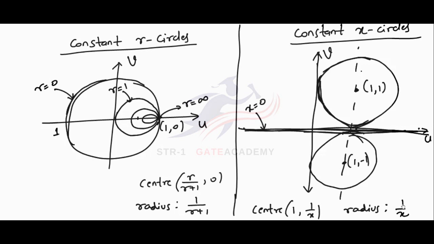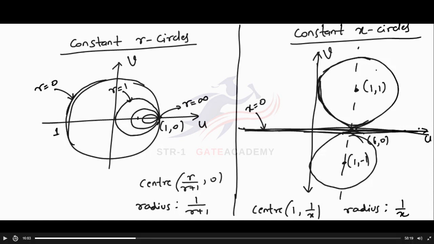Next, for x equal to infinity, what will happen? For x equal to infinity, the center will be 1 comma 0 and radius is 0. So again it is a point circle which lies on 1 comma 0. So now what are the characteristics of constant x circles?